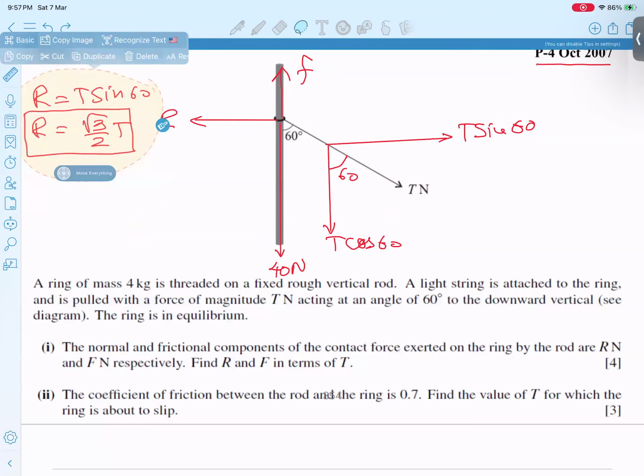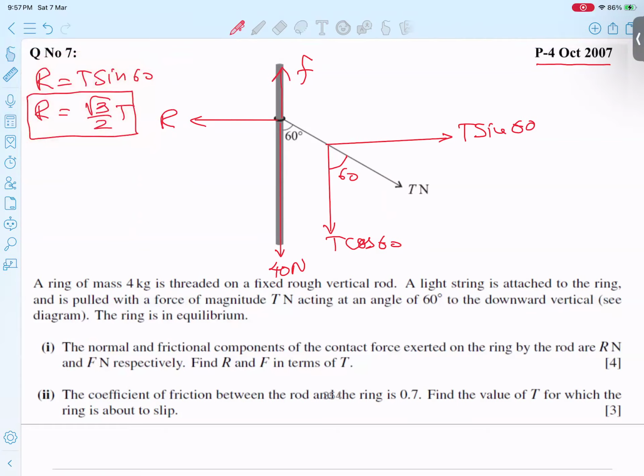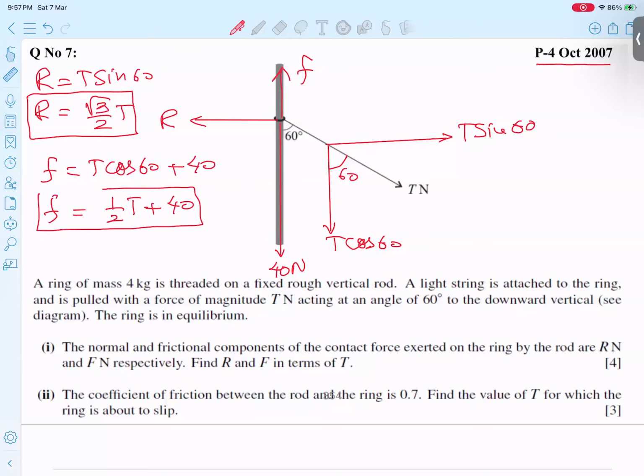One minute, please. Let me shift it up. Now I'm finding the friction force. The friction force is basically equal to these two forces. So I can say T cos 60 plus 40, and cos 60 is equal to sin 30, so this becomes half. So T over 2, or half T, plus 40. So I got the frictional force component as well. He was asking to find the normal and friction components, and capital R or capital F he mentioned; I'm writing small f or capital F, no problem at all.